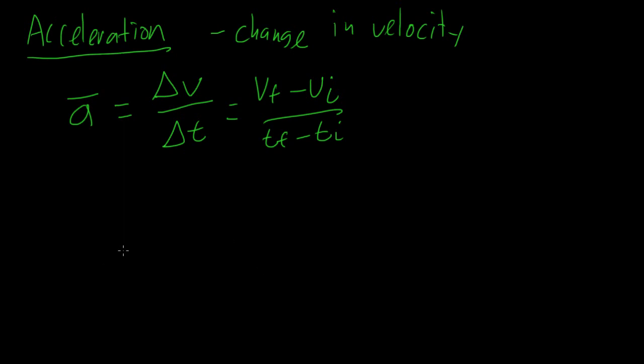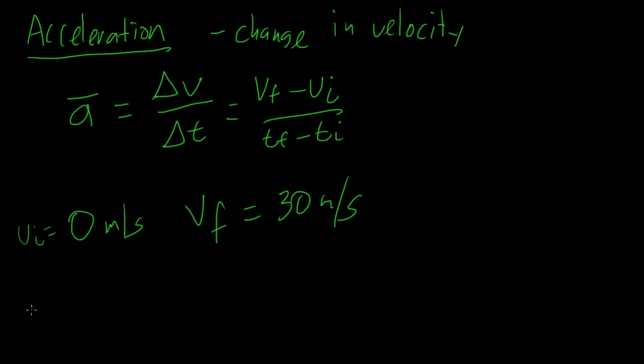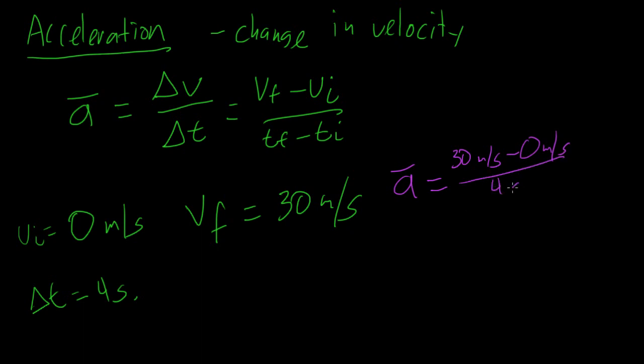So imagine I told you that a car started at rest, so that would be my Vi, 0 meters per second, and then at the end, Vf, maybe it was going 30 meters per second, and maybe it took 4 seconds to do that. And we wanted to know the average acceleration. So what we have is looking for average acceleration. We know Vf, 30 meters per second. We know Vi, 0 meters per second. And we know the time, which was 4 seconds.